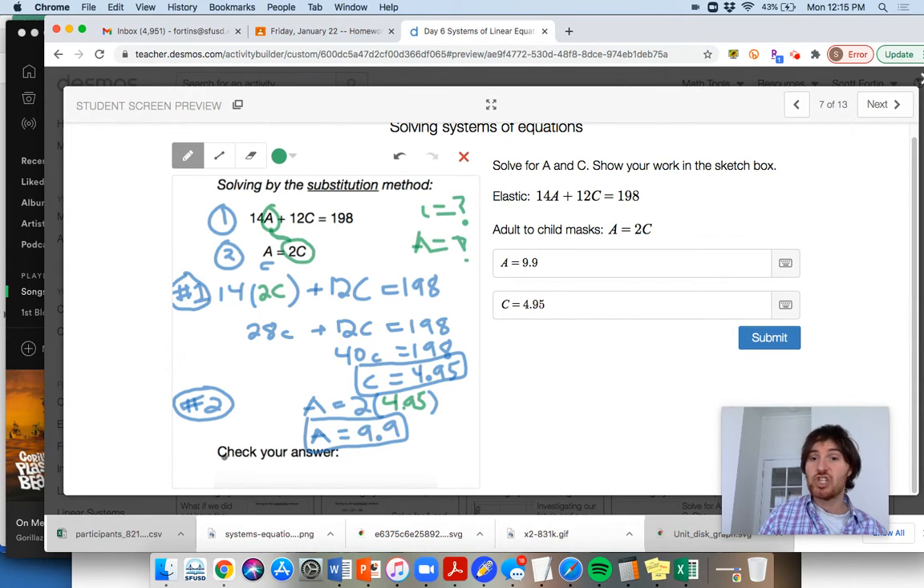What I want to do to check your answer, a lot of times in the book, they'll say, hey, check your answers to this system. What I want to do is I want to make sure this works in equation number 1. Okay, so equation number 1 was 14A plus 12C equals 198. And I'm just going to show you that 4.95 and 9.9, they're going to work in that equation here. Okay, so I'm going to take 14 and I'm going to multiply. A is 9.9.